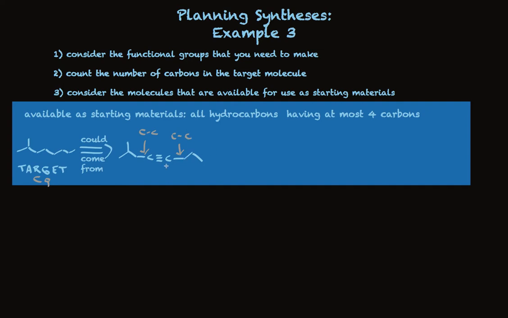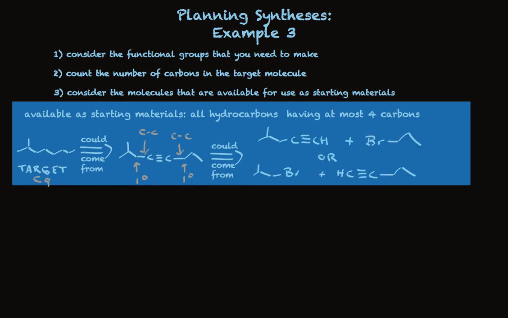And remember that the halides we use need to be primary. Well, this is a primary carbon that we'll be using, and this is a primary carbon that we'll be using. So we could use 2 primary alkyl halides and acetylene to put together the carbon-carbon bonds we need to make this carbon skeleton. And then the last step of our synthesis will be reduction of the alkyne to make the alkane.